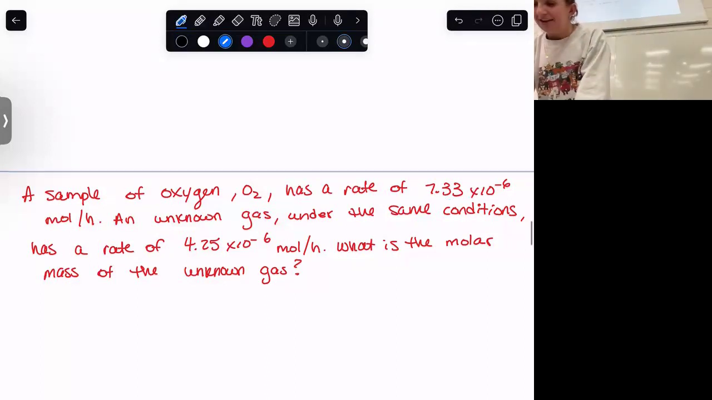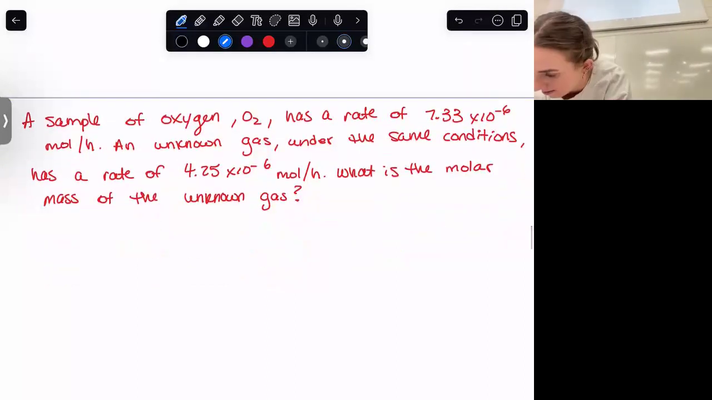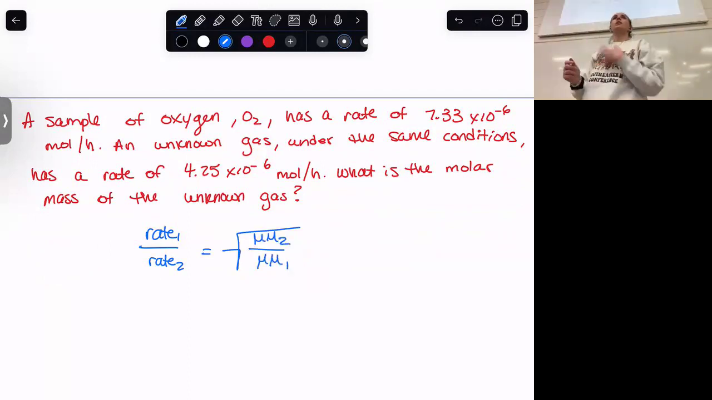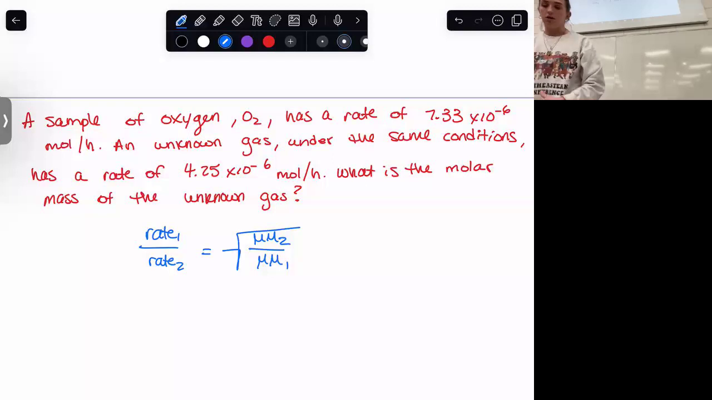Awesome, yep. So we have rate 1 over rate 2 equal to the square root of molar mass 2 over molar mass 1. Right, and this comes from that velocity equation that we were talking about.